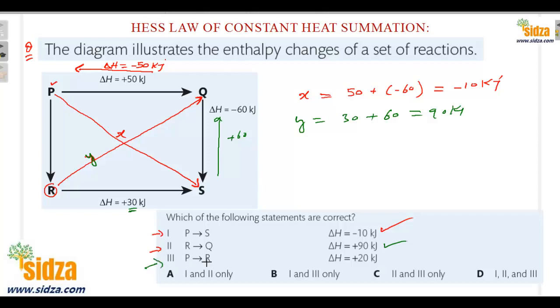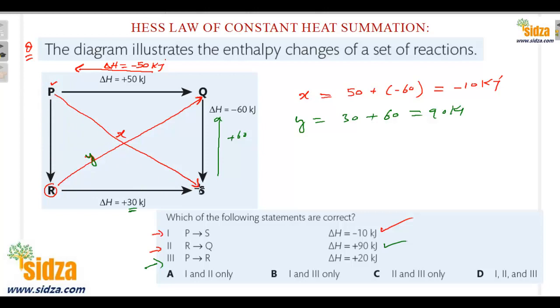Coming to the third one, P to R. We have to find this one. As we have calculated these two, you can calculate P to R either from this triangle here, or from this triangle here. If you want to calculate the P to R change, you can first find the P to S change and then R to S change, from this triangle. Very simple, right? So I'm going to calculate it from here.